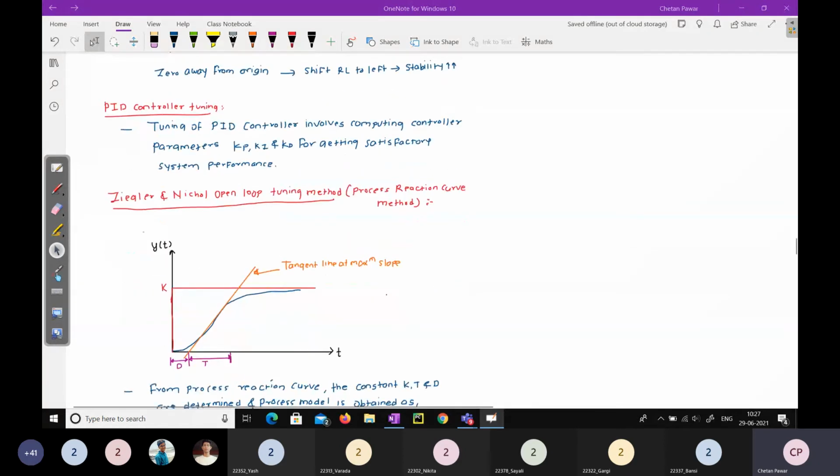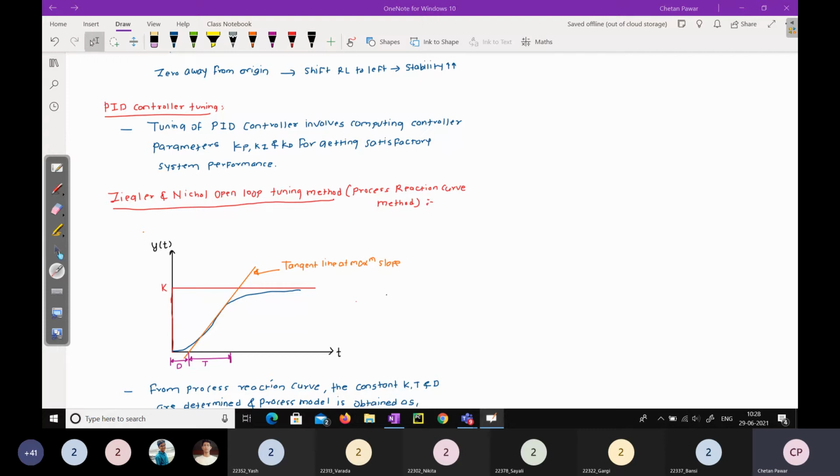PID controller tuning. The tuning of the PID controller involves computing the controller parameters Kp, Ki, and Kd for getting a satisfactory system performance. So the first method is the Ziegler-Nichols open loop tuning method. This is also called the process reaction curve method.